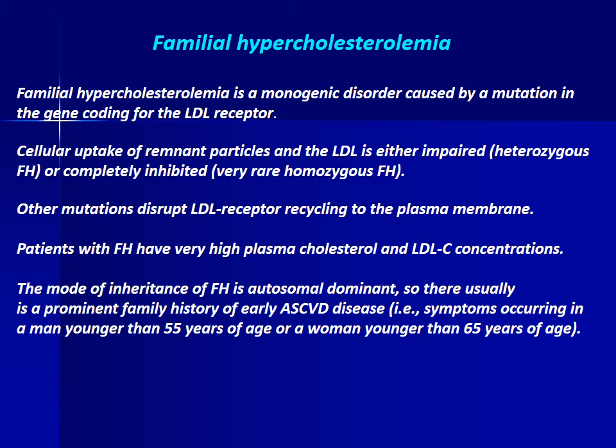The mode of inheritance of familial hypercholesterolemia is autosomal dominant, so there usually is a prominent family history of early atherosclerotic cardiovascular disease. In other words, symptoms occurring in a man younger than 55 years of age or a woman younger than 65 years of age.